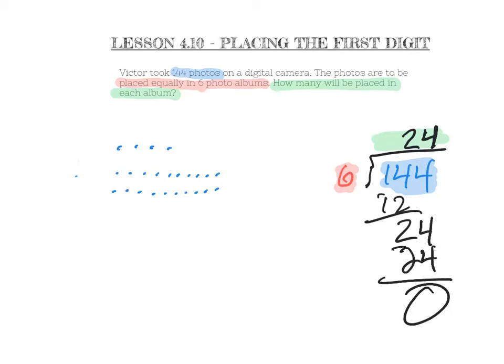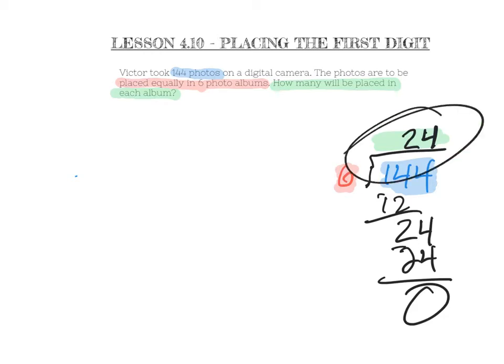0, I used all of, look at that, I used all of it. Erase that. Outstanding. Okay, do I have any 1s left over? No, I have nothing left over. So the answer to this is there will be 24 photos in each album.